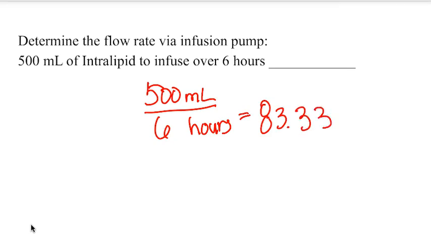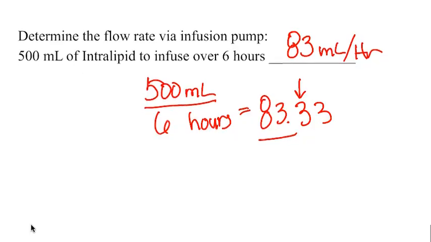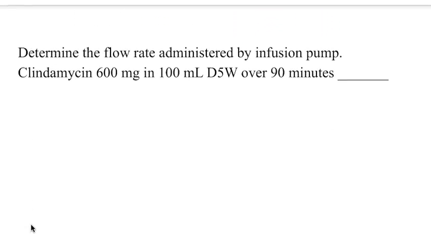That's going to equal 83.33. And again, I want a whole number, so I'm going to look at this first number after the whole number, and because it's 4 or less, I'm not going to go up. I'm going to keep my rate at 83 milliliters per hour. That's my final answer.